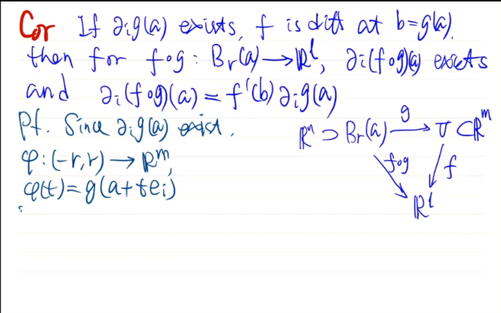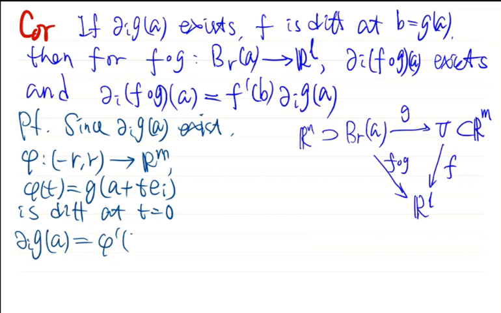This map is differentiable at t equal to 0. The partial derivative is, by definition, the derivative of this single variable function phi at the origin, at 0. Remember, this is the definition of partial derivative. So this is differentiable. Although g is not differentiable, we have this phi which is differentiable.